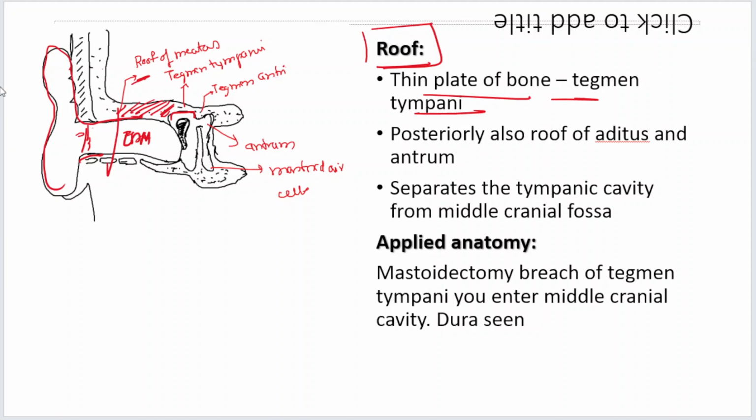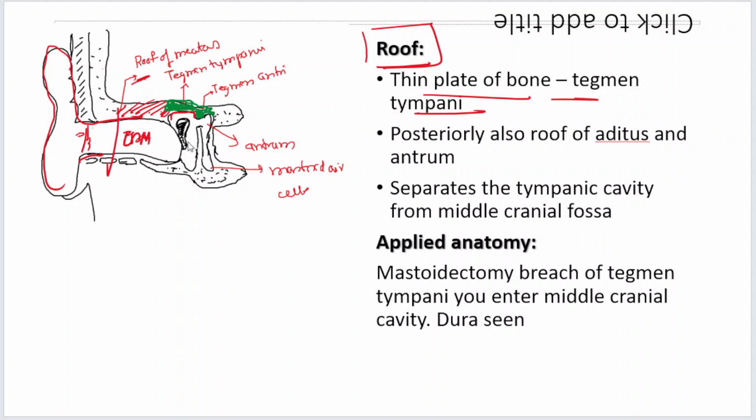Above the attic, the bone that is here is called the tegmen tympani. The bone present above the attic is the tegmen tympani. It is a thin plate of bone. That bone continues posteriorly to form the roof of the aditus and antrum, where it is called the tegmen antri.